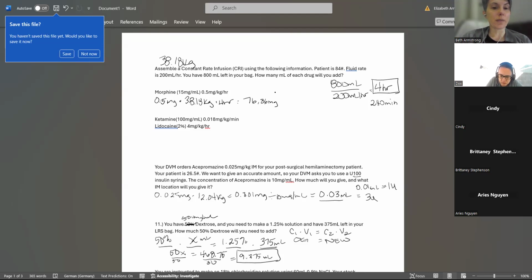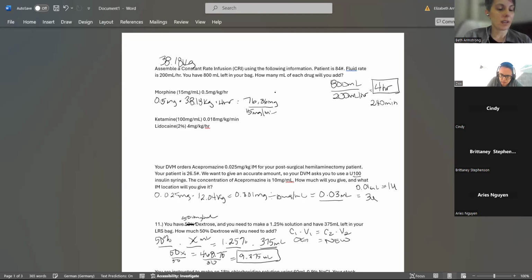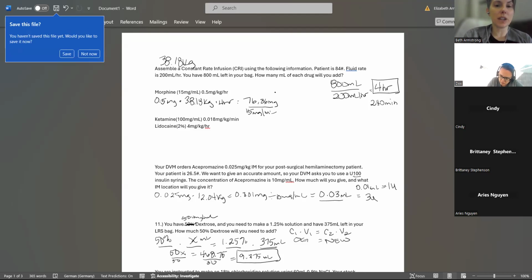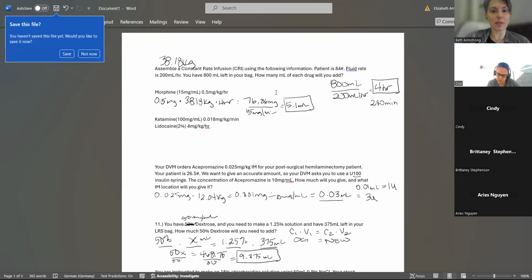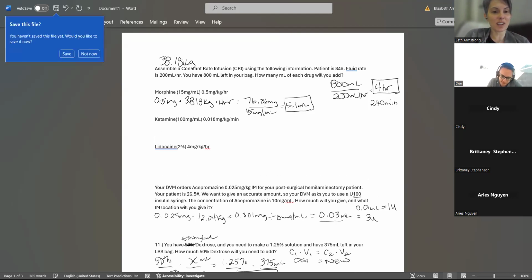Now we need to figure out how many mils. Our concentration here is 15 mgs per mil, so we're going to divide by 15 mgs per mil. How many mils do we need of morphine? 5.09. I'm going to put 5.1, because that's what we can draw up. And that is our first part of the CRI. So you just did a CRI problem. Super hard, right? It's not. We just get all freaked out by it.